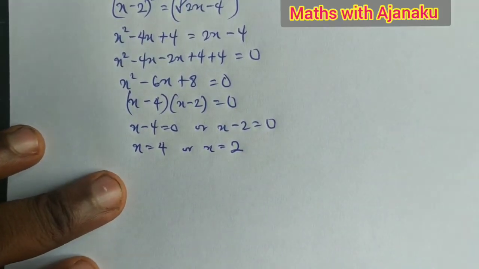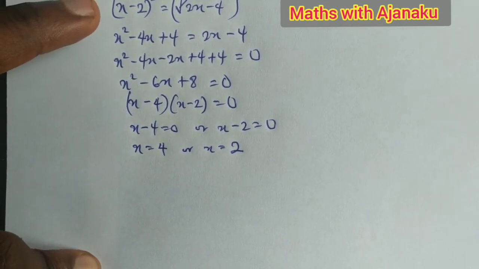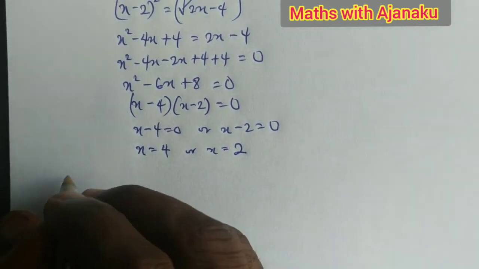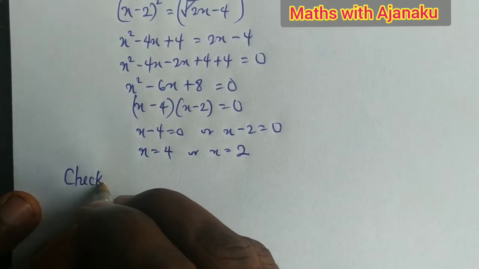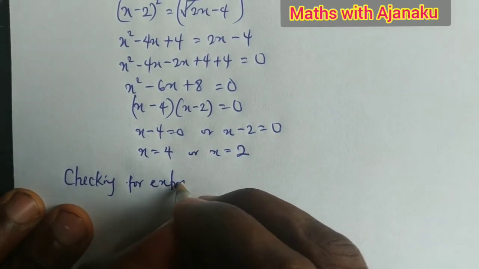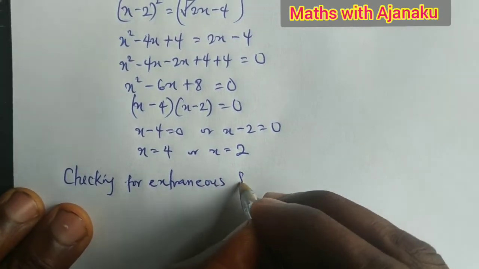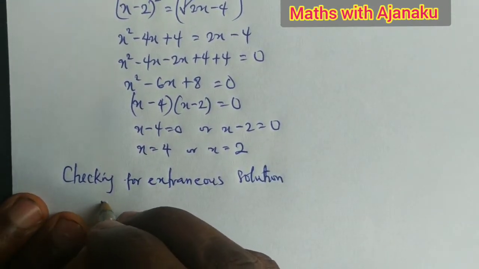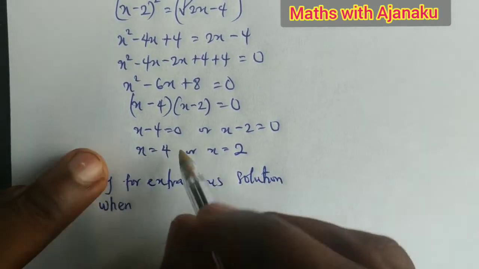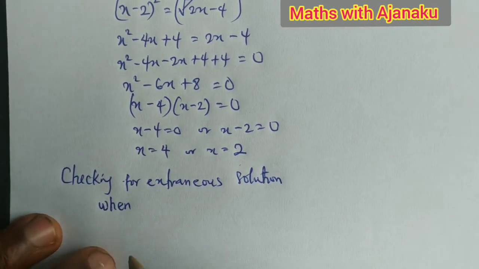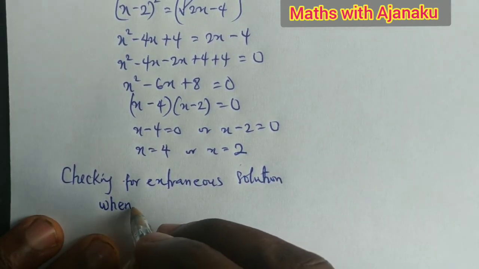Usually, when you solve a radical equation, there's the possibility that one of the solutions is irrelevant. So let's check which of the solutions is extraneous here. Checking for extraneous solution. To do that, you have to substitute the values you got for x in the original equation itself to see which is relevant or irrelevant among the solutions we got.